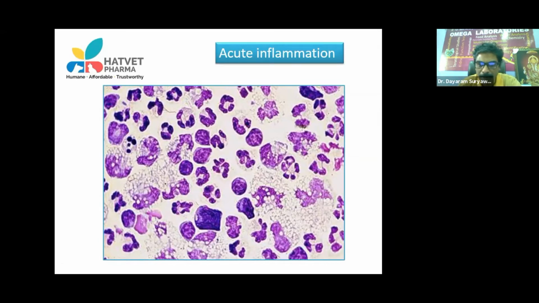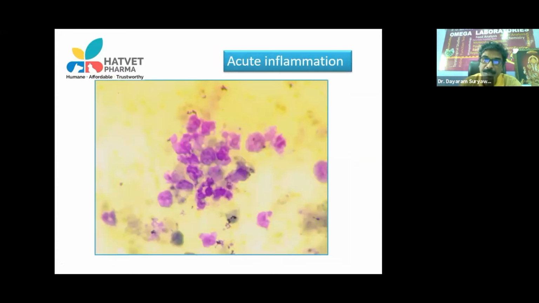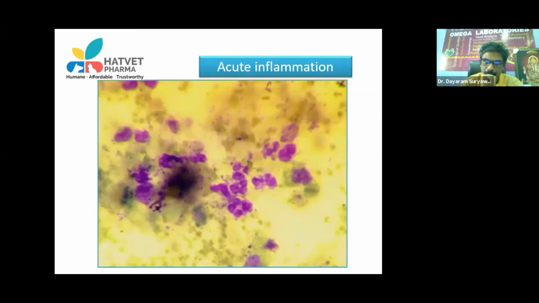Whenever neutrophils occupy more than 85% of the area, or if 85% of the cells are neutrophils, then it is acute inflammation. Now, this is another picture of acute inflammation. You can see some pale homogeneous area in the background. Then neutrophils are there. Again, acute inflammation. A large number of neutrophils are here.